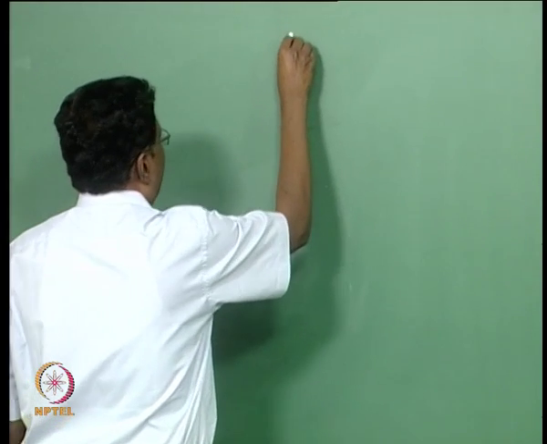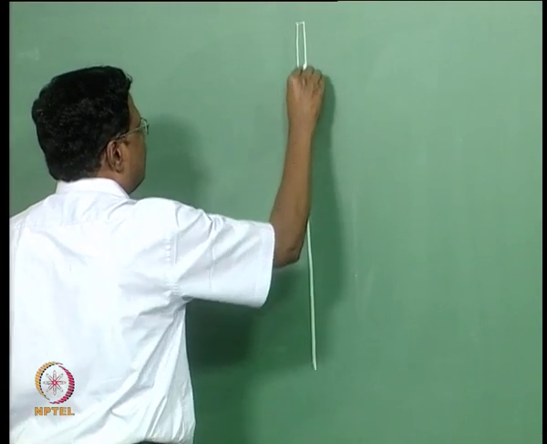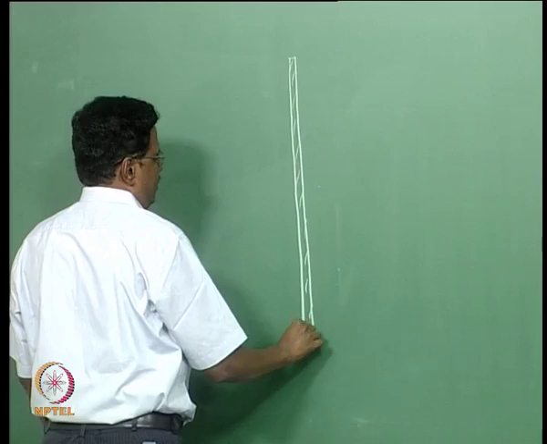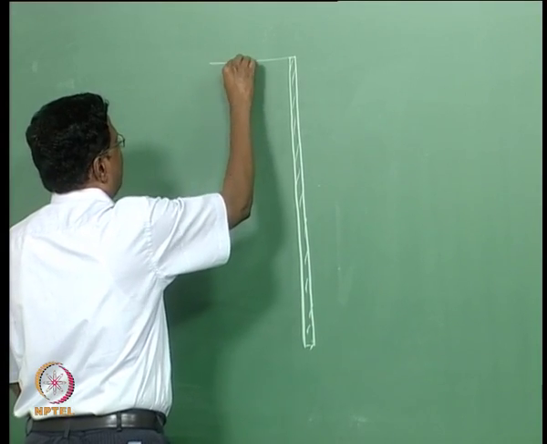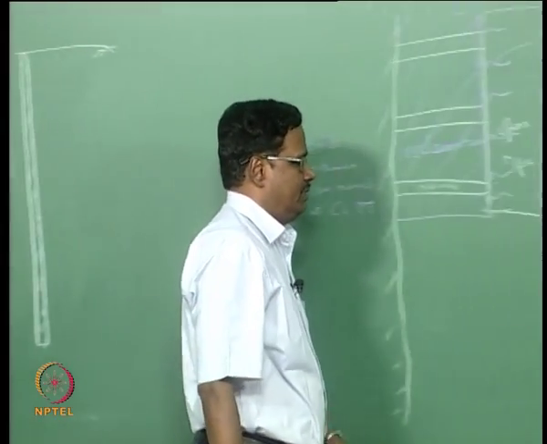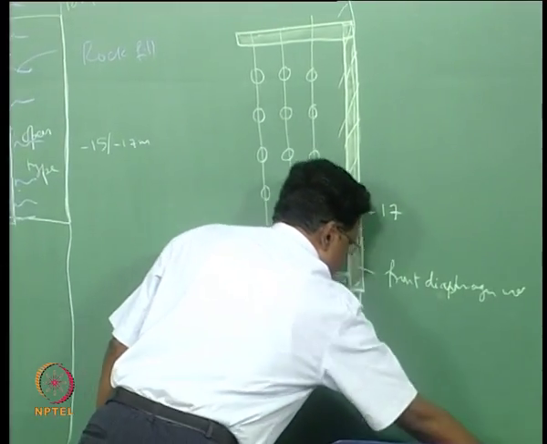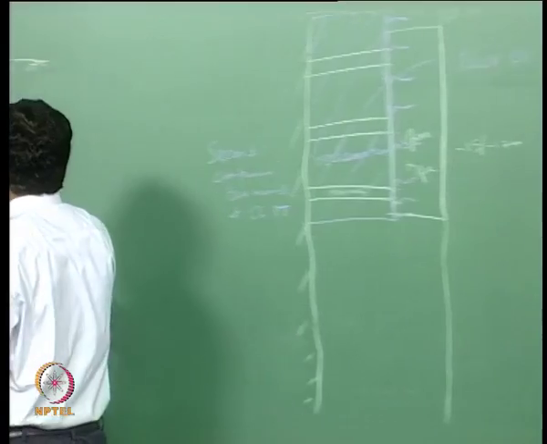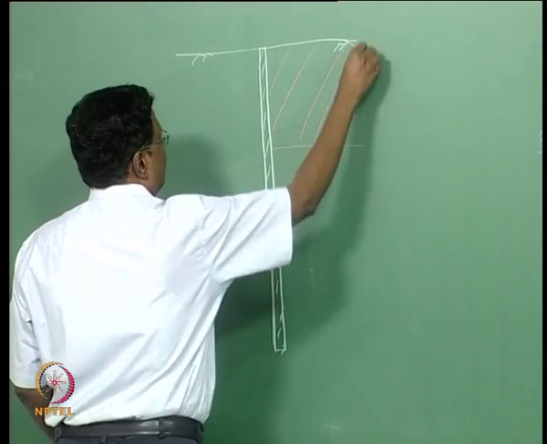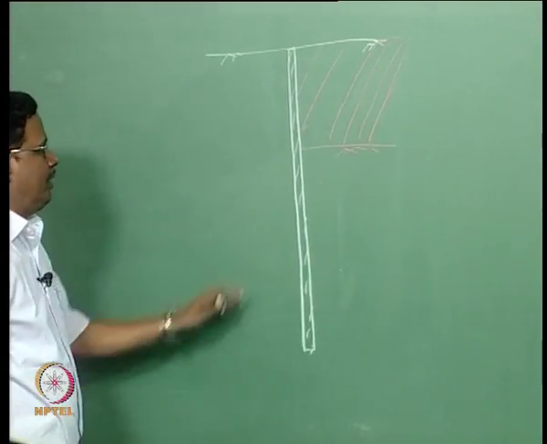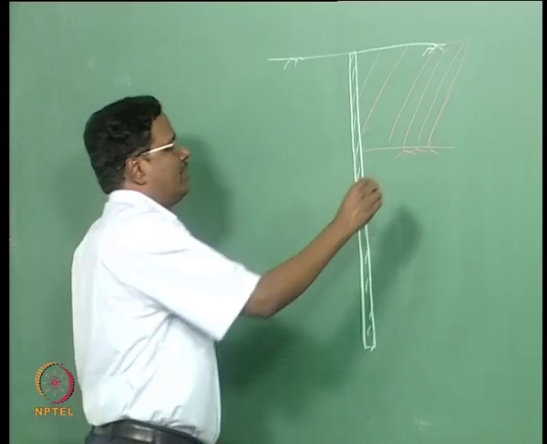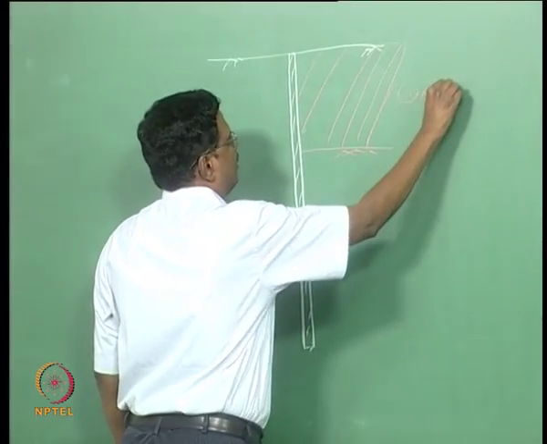The construction is either concrete or steel. Suppose it is a concrete structure, it is continuously built. While building, we will have the soil level the same on both sides. Then we will be removing the soil to a certain level. Suppose you remove this much portion of soil. What happens? This diaphragm wall acts like a cantilever, right. This is called a cantilever diaphragm wall.